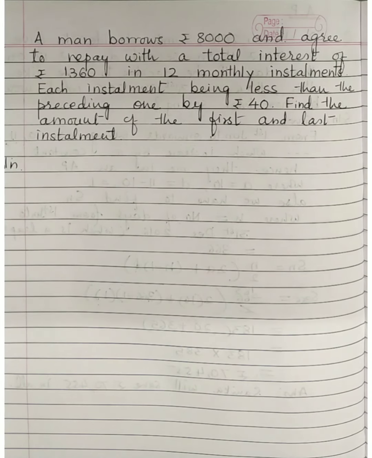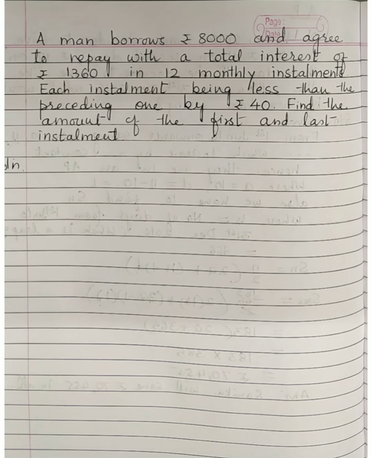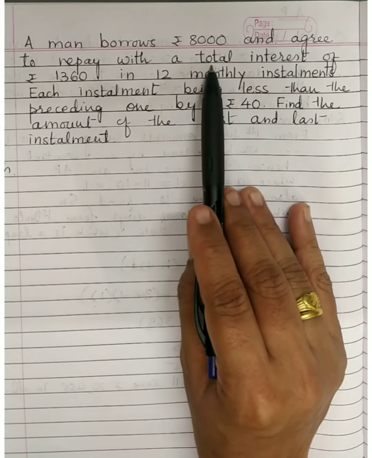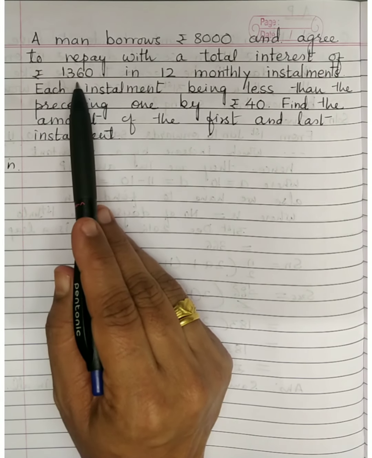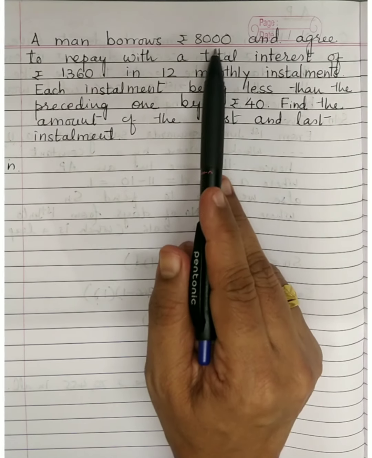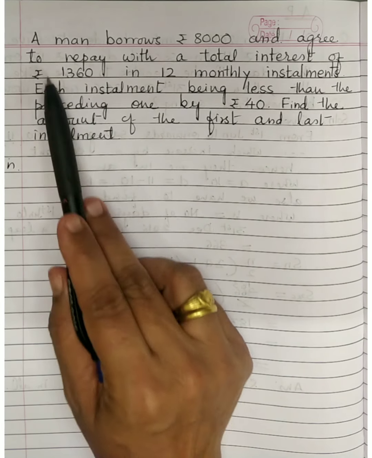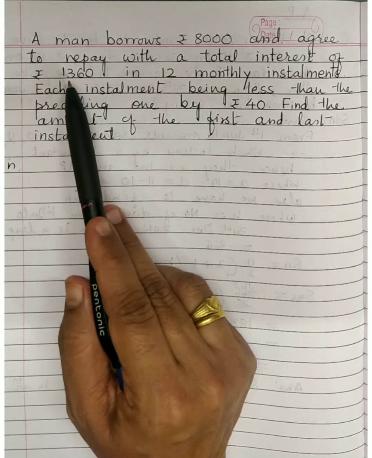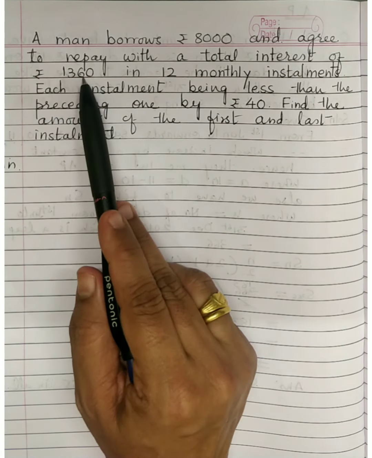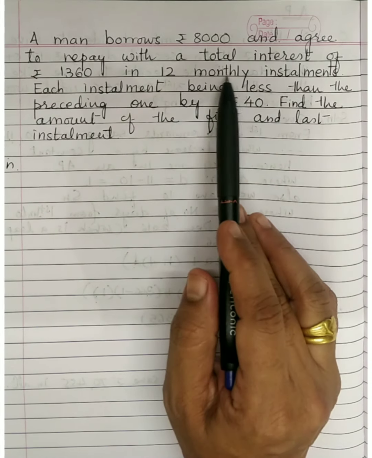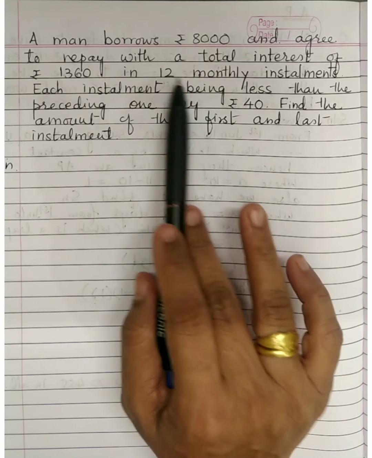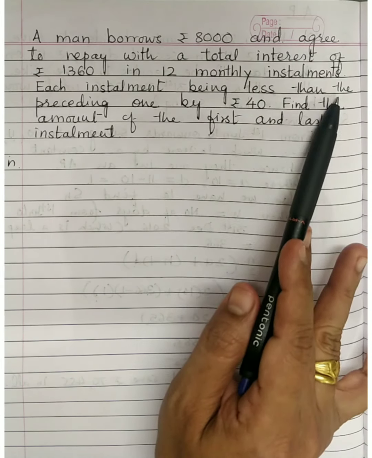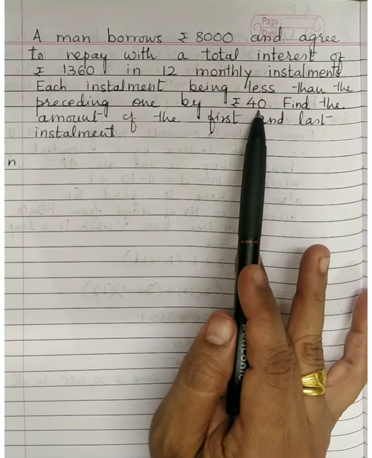See the next question, children. Let's read it. A man borrows rupees 8,000 and agrees to repay with a total interest of rupees 1,360. Even though he has borrowed 8,000 only, he will have to pay this much interest. So, do you understand how much amount he will have to pay back? 8,000 plus 1,360, that is 9,360 in 12 monthly installments. Number of installments 12. Each installment being less than the preceding one by rupees 40.